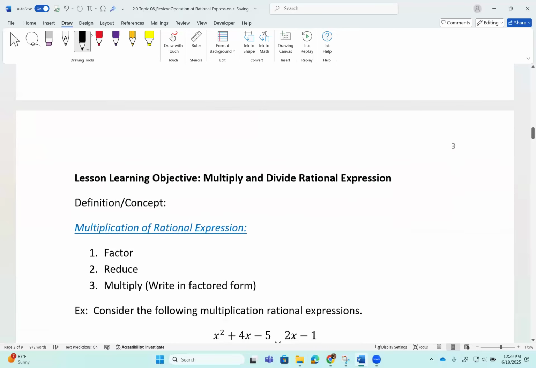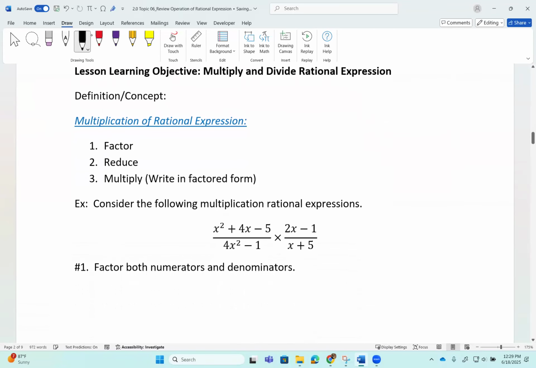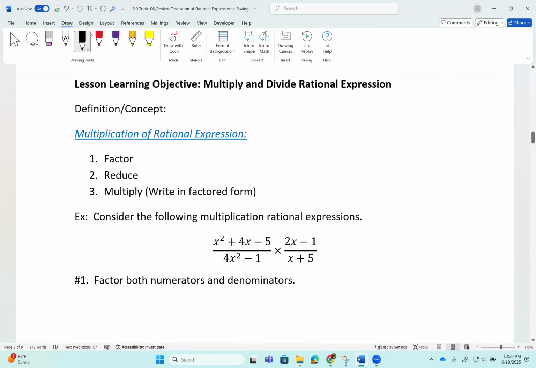Now, when it comes to multiplying rational expressions, which again is just like reducing fractions, we got to factor first, make sure everybody's one term over one term before I can reduce them.